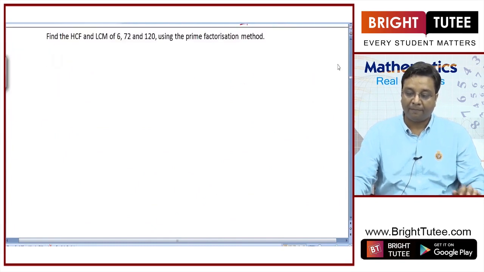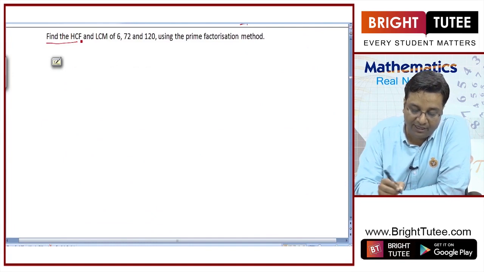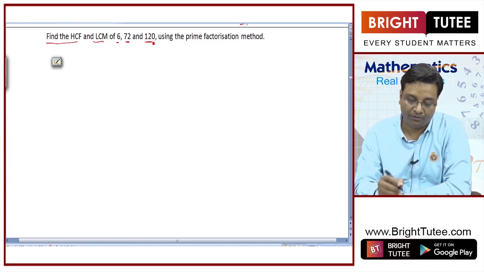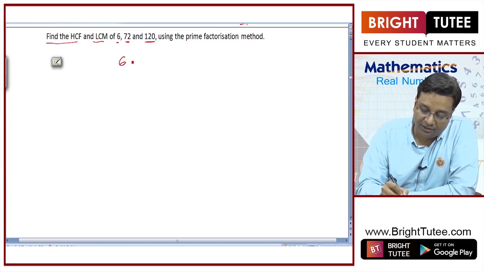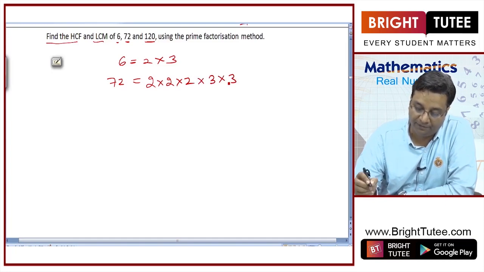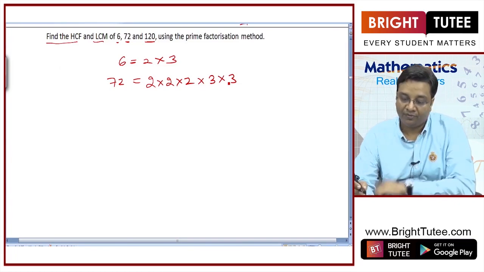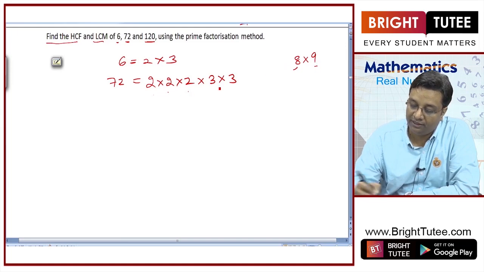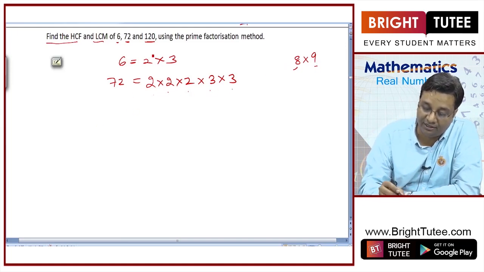Now let's move on to the next question here, which is find the HCF and LCM of 6, 72 and 120. So what are the factors of 6? 2 and 3. 72 can be factorized like 2 into 2 into 2 and 3 into 3, right? 72 is 8 into 9, right? 8 is 2 into 2 into 2, 9 is 3 into 3. That is how I factorized it.